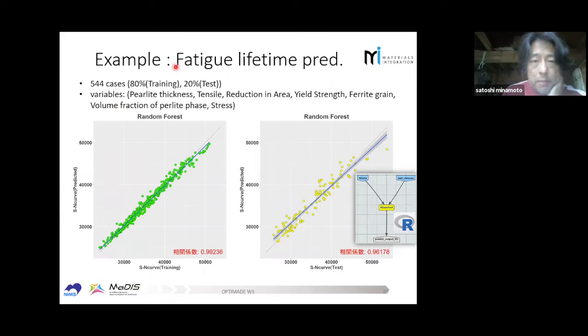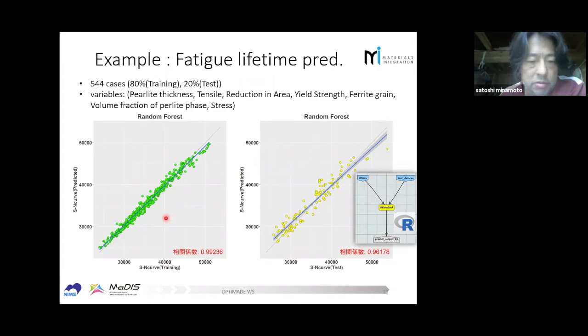So we made, for example, almost 550 cases of calculation to make a prediction model by machine learning. So this is just an example of the machine learning results. And we use R in order to make the prediction model.